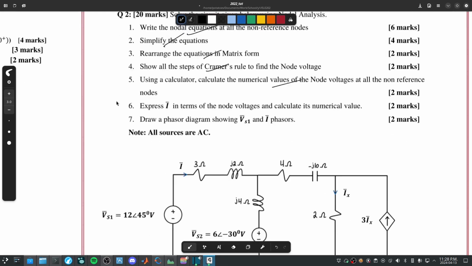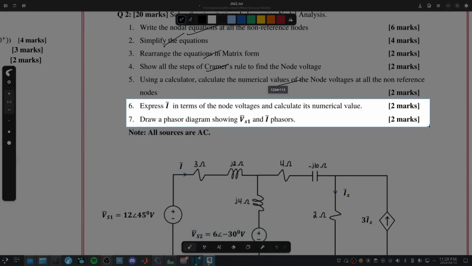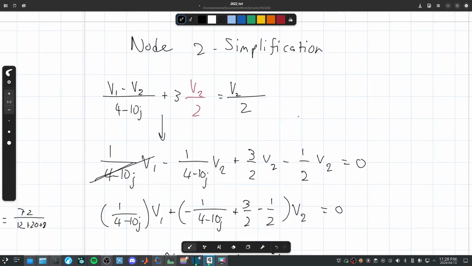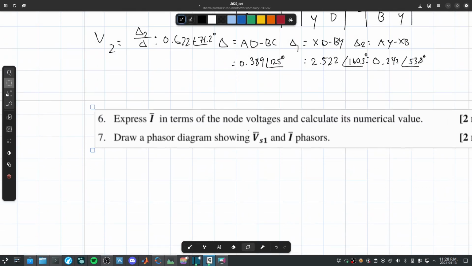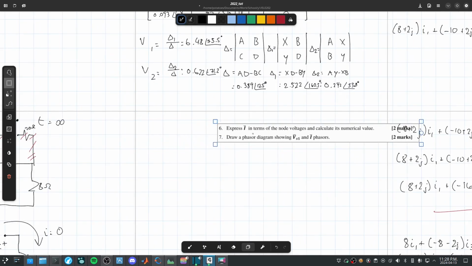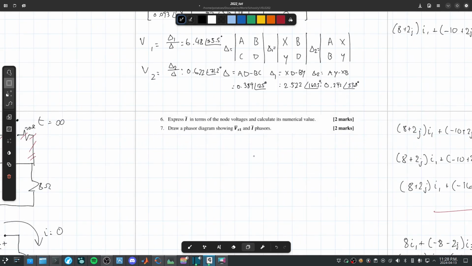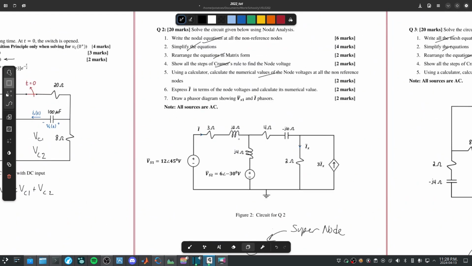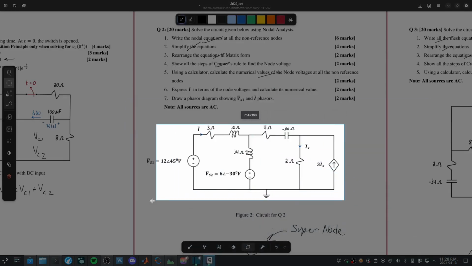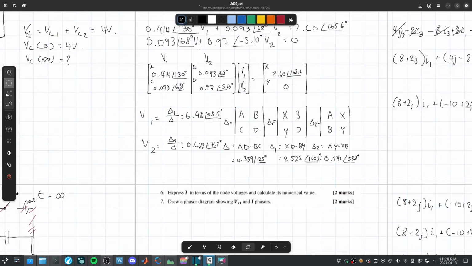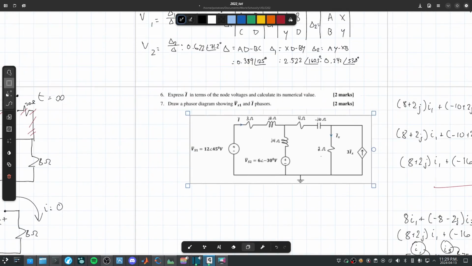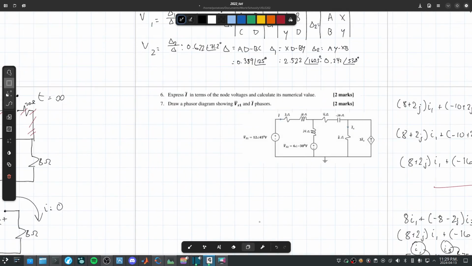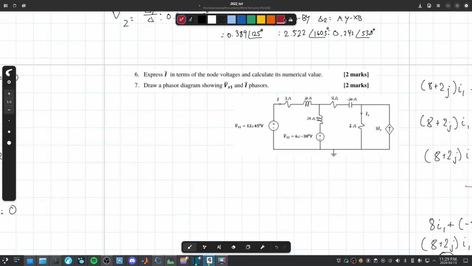Now we have to do questions 6 and 7. Express I in terms of the node voltages and calculate its numerical answer. Draw a phasor diagram showing VS1 and I phasors. Let me just grab a picture of this because this will help us. So, this is I.